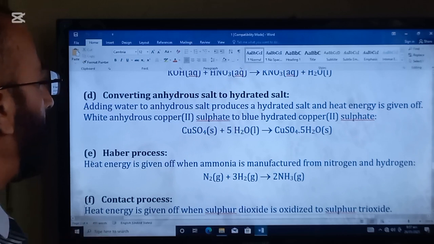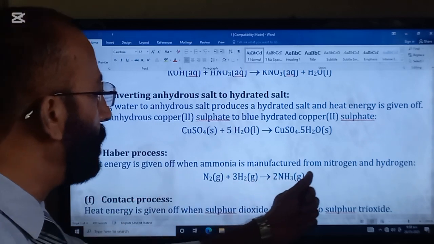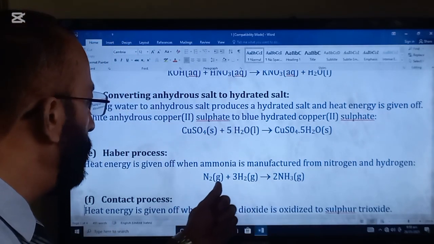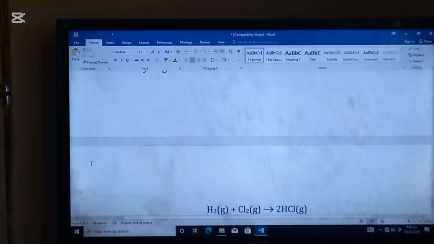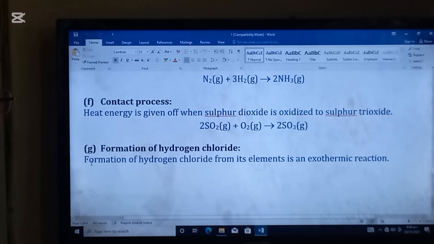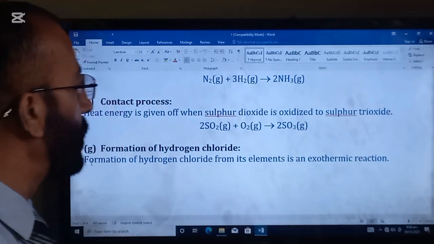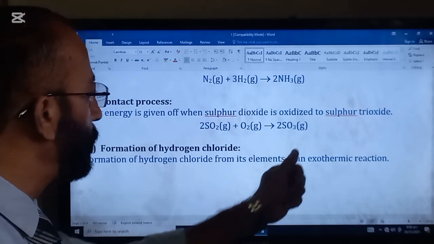The next example of the exothermic reaction is the Haber process. Heat energy is given off when ammonia is manufactured from nitrogen and hydrogen. Equation is here. N2 plus 3H2 forms 2NH3. The next example is the contact process. Heat energy is given off when sulfur dioxide is oxidized to sulfur trioxide. 2SO2 plus O2 forms 2SO3.